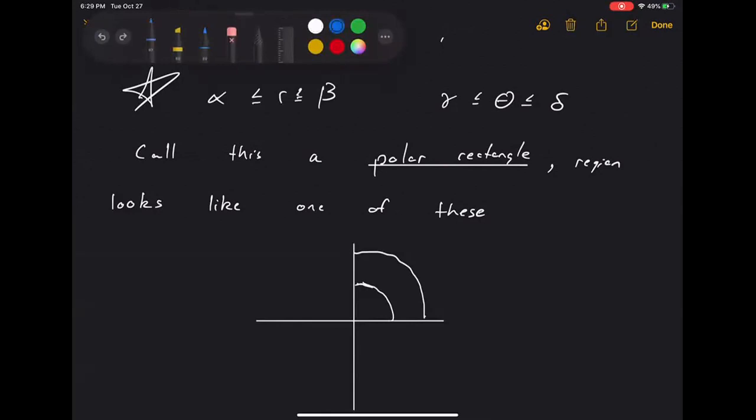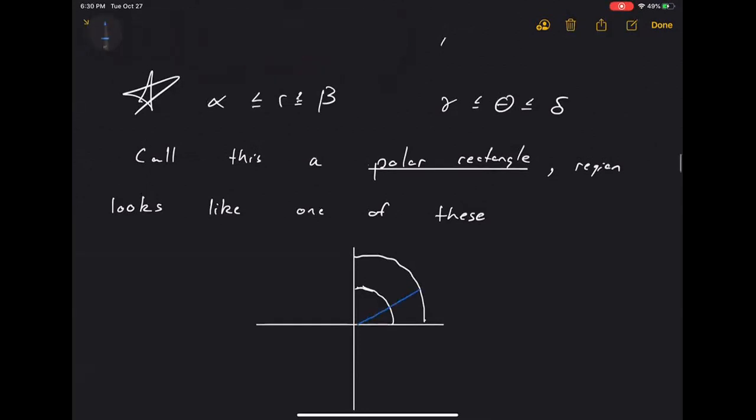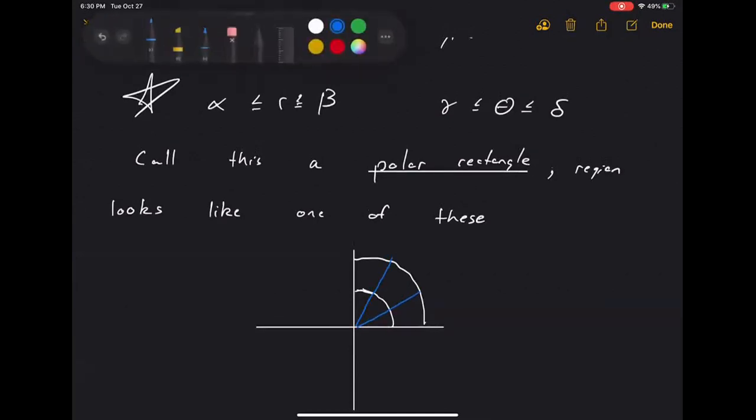Let's do this in blue. I'm considering angles between these two. So this angle would be our gamma, and then this angle would be our delta. So my region is somewhere between those two angles.